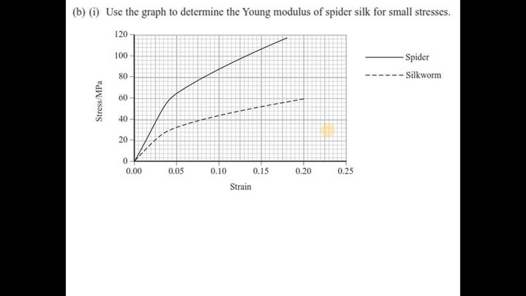Use the graph to determine the Young modulus of the spider silk for a small stress. Okay, so we need to find the Young modulus from the graph, and it is a stress-strain graph. So Young modulus is the gradient of a linear region. So you can choose any one point in this linear region to figure out the gradient.